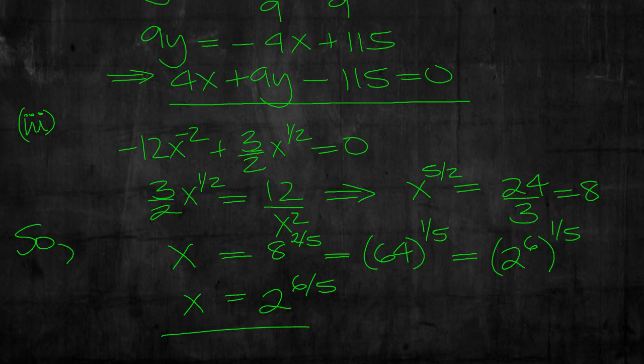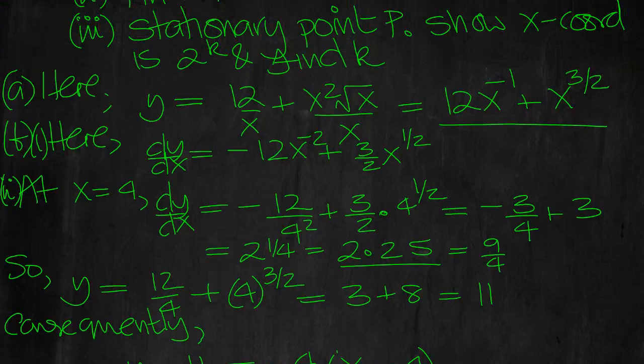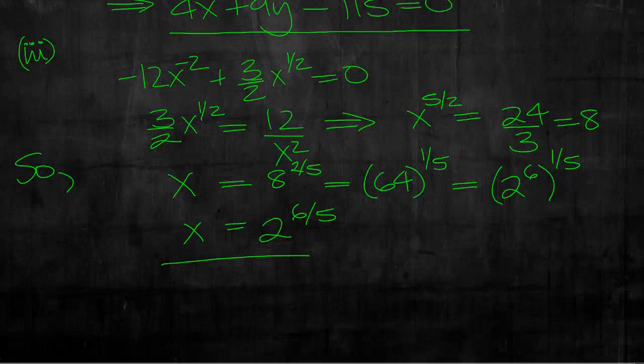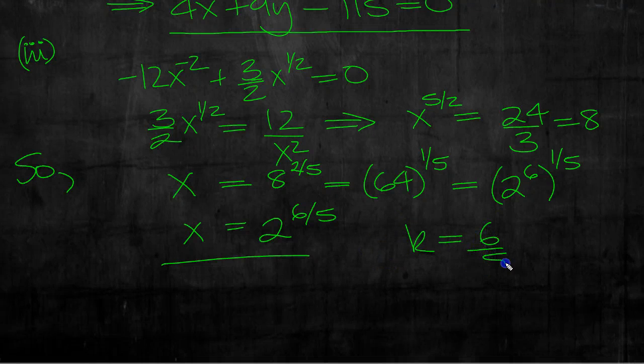So the value of the power, find k. k is equal to 6 over 5, which equals 1.2.